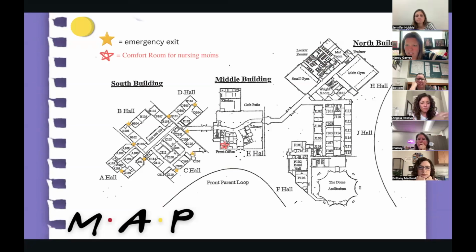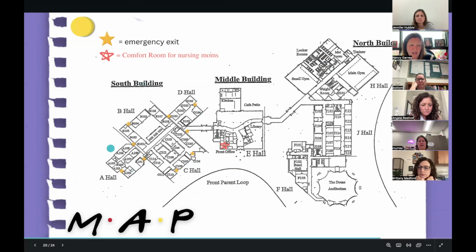If you're there super early, there's a chance you could end up in the front parent loop. And if you do that, then you're going to go up through E Hall and then take a left, and you'll see that our summer conference is going to be over here in the south building on the left-hand side. So kind of like over in here.